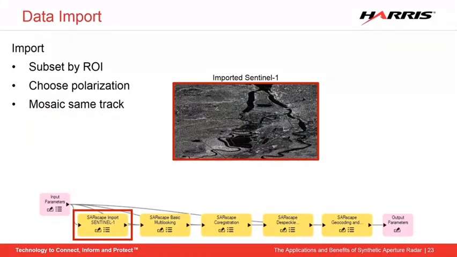And this helps cut down on your data storage and to make your processing run much faster, since SAR scenes can be very large. During that import step, you can also choose the polarizations you want, and this will depend on what you're doing with the data. We'll talk more about this in future webinars. Today, we're just going to cover applications. So you can also mosaic scenes from the same track, and that will simplify your data processing.